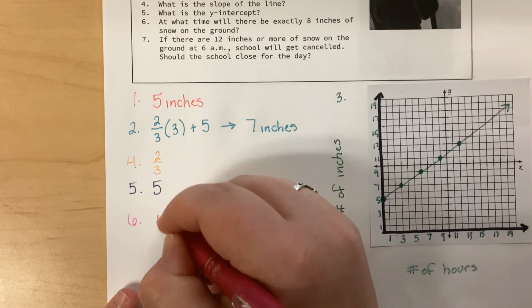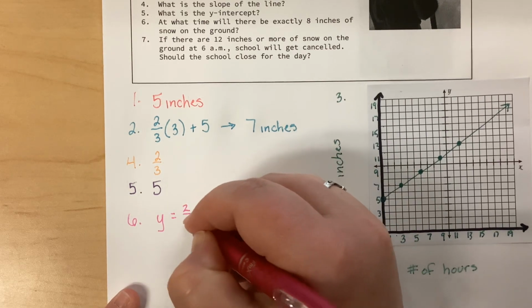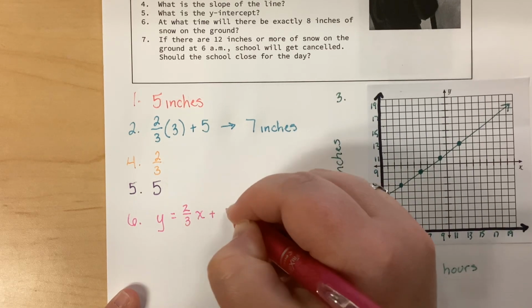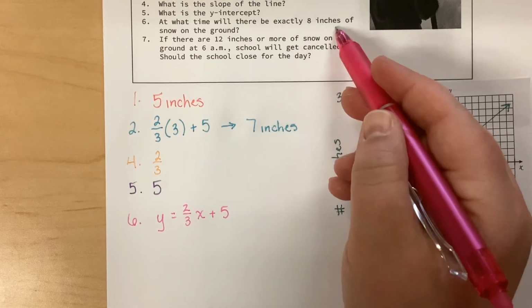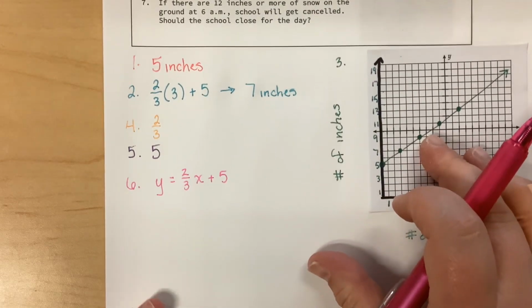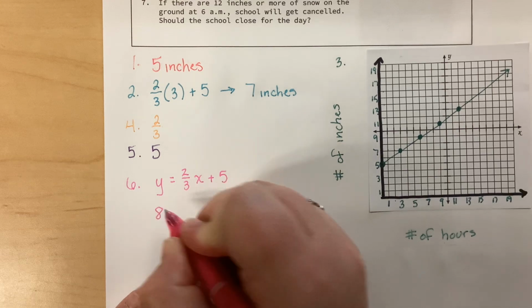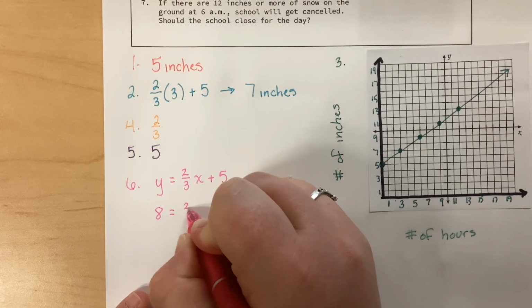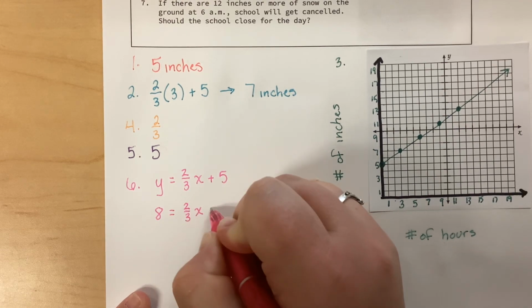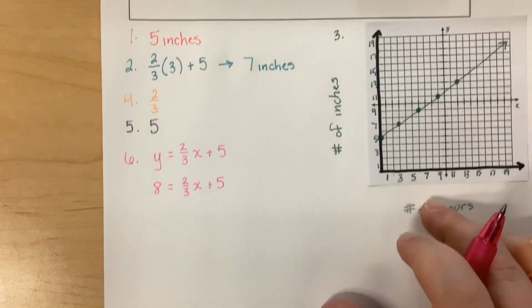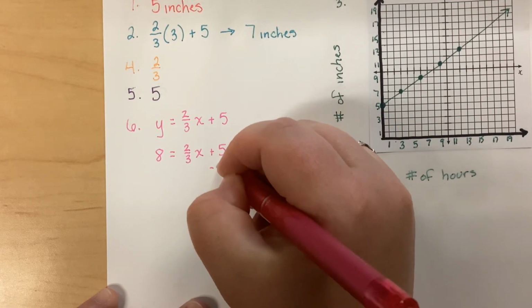So I know that I have the equation y equals 2/3 x plus 5. 8 inches is my y value here. So I'm going to take 8 and put it in for y. So 8 equals 2/3 x plus 5. And then I'm just going to solve this equation. I'm going to subtract 5 first.